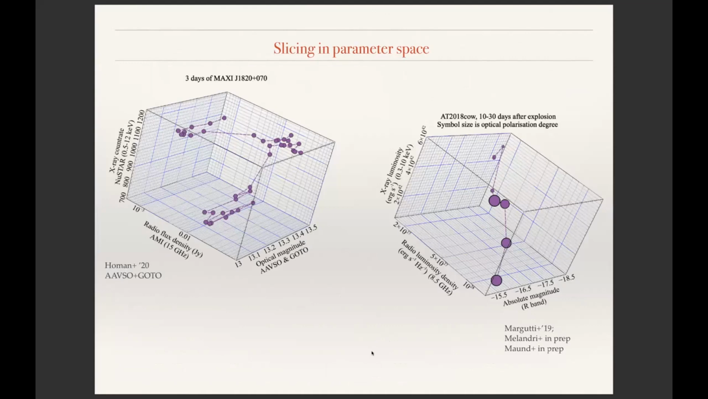Extended to even more dimensions, here's a nice X-ray binary outburst on the left, MAXI J1820 again, and on the right a peculiar supernova, SN 2018cow. In both those sources, I plot the X-ray, radio, and optical brightness and the polarization, which is the size of the data point. There's a lot of interpolating going on, but the point here is that you can map what a source does quite well in these multidimensional planes and identify areas of particular astrophysical interest.